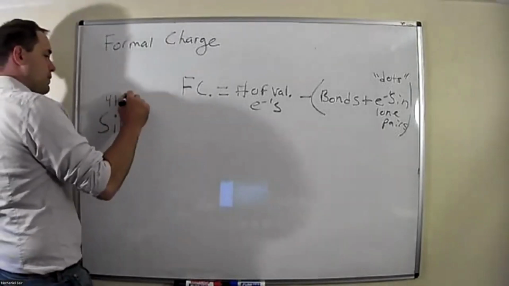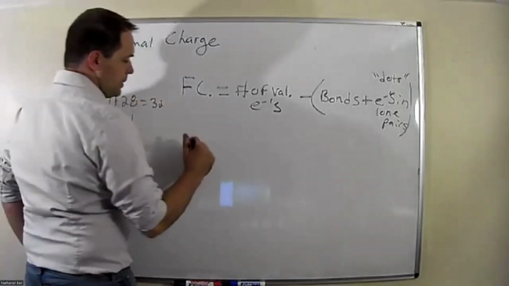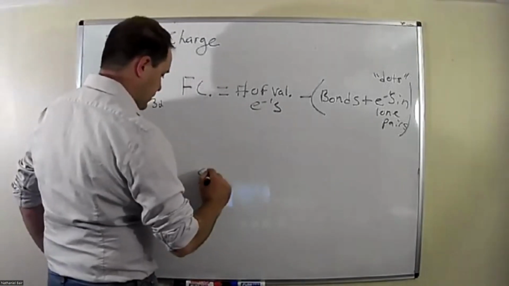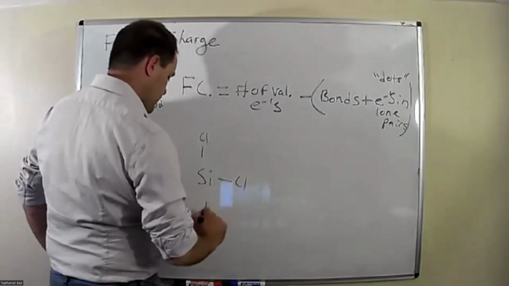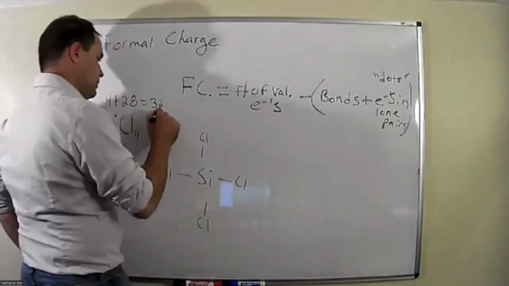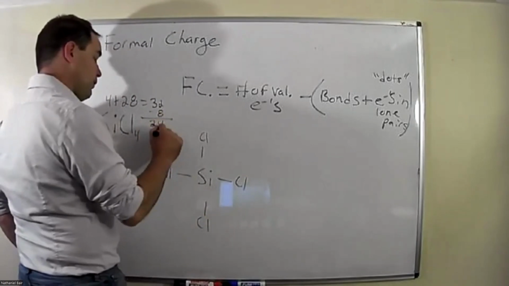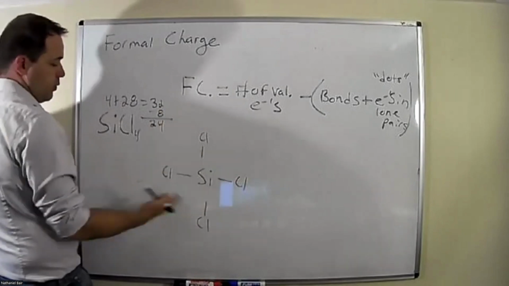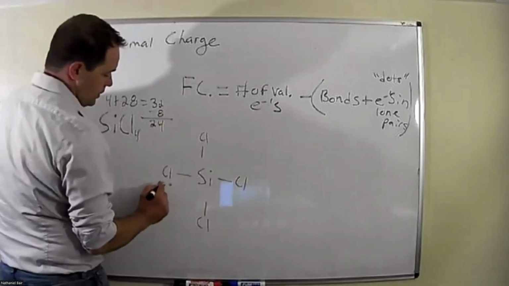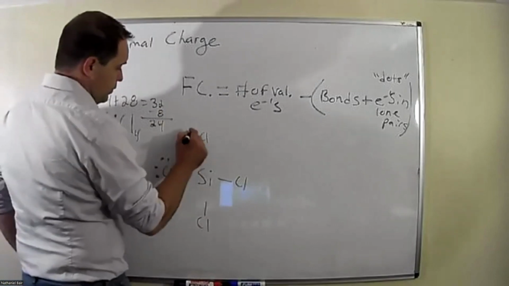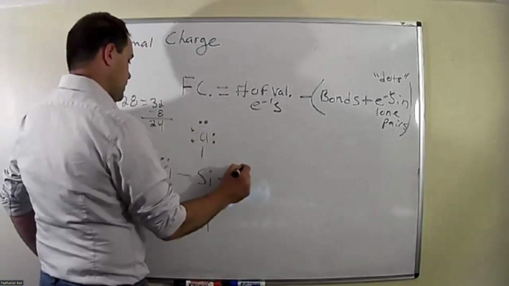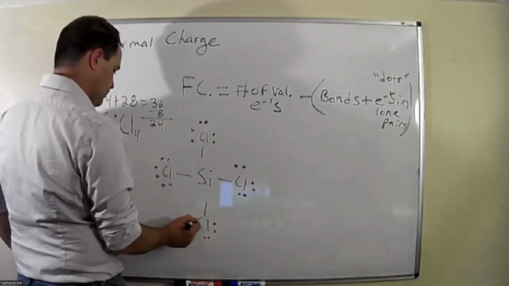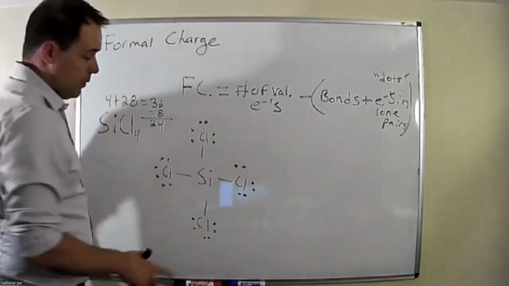So that's 4 plus 28 equals 32. Silicon in the middle, 4 chlorines coming off of it. Used up 8, leaves you with 24. Silicon's happy. It's got its full octet. If you're a thinker, each chlorine needs 6 more. 6 times 4 is 24. You're good to go. So you're going to do 3 lone pairs on each chlorine. Now, I picked this one because we really only need to do this calculation twice.